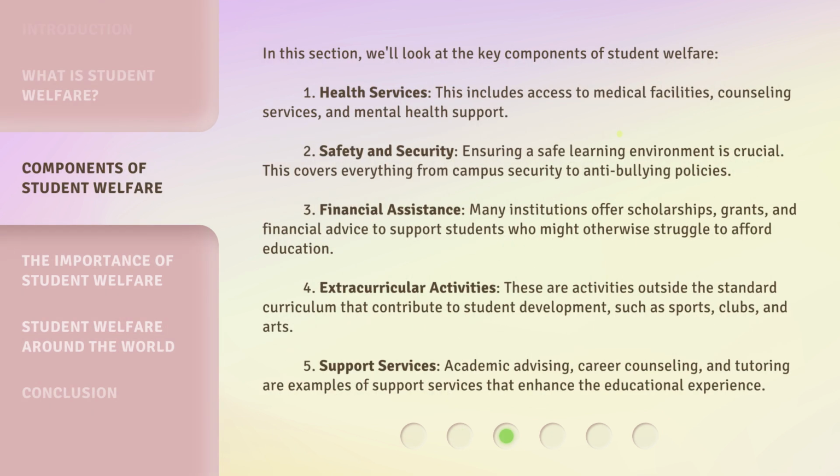In this section, we'll look at the key components of student welfare. 1. Health services. This includes access to medical facilities, counseling services, and mental health support. 2. Safety and security. Ensuring a safe learning environment is crucial. This covers everything from campus security to anti-bullying policies.